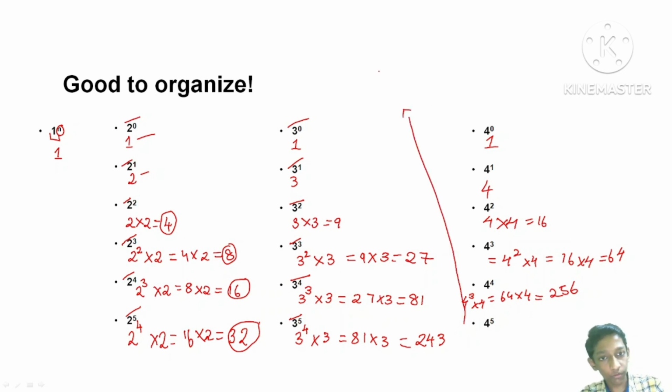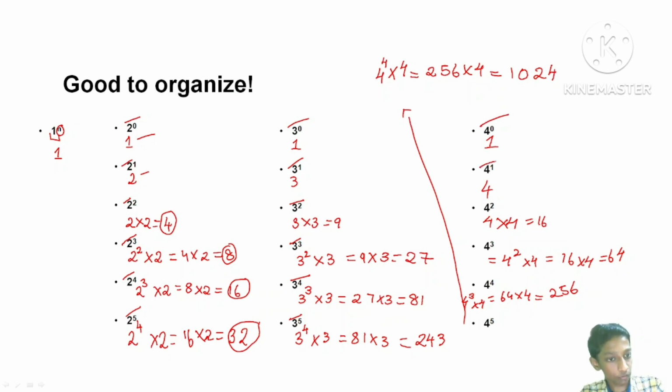4 raised to the power of 5 is 4 raised to the power of 4 into 4, which is equal to 256 into 4, which is equal to 1024.